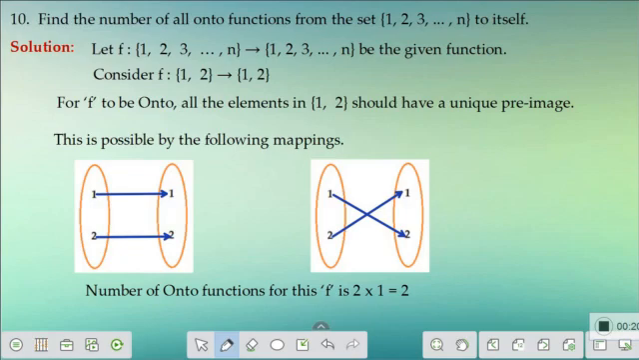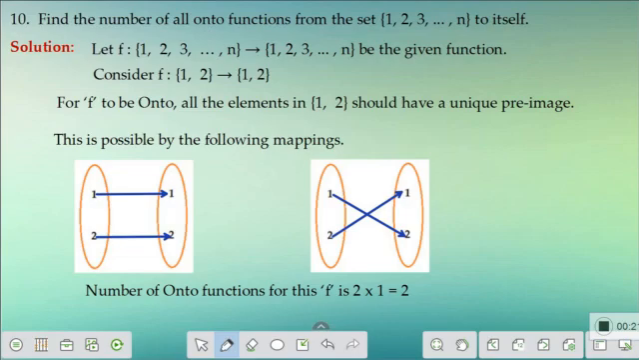Now let's give a name for the function. Let me say f. That is, f is a function from the set containing elements 1 to n to the set containing 1 to n. Now this is a given function. Now I need to check how many onto functions are possible in this case. Now we have n elements in both the sets. Let me start with 2 elements and try to find out how many onto functions are here, and I'll try to expand it and then conclude.